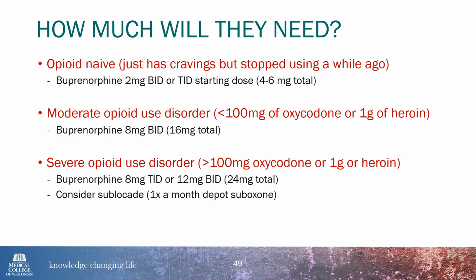So they would take 8 milligrams 3 times a day, or maybe 16 milligrams in the morning and 8 milligrams in the evening. Or they actually have a 12 milligram formulation, so you can prescribe 12 milligrams twice a day. People with severe opioid use disorder would probably be better served by taking Sublocade, which is that once a month depot Suboxone, which we're going to get into here in the future.